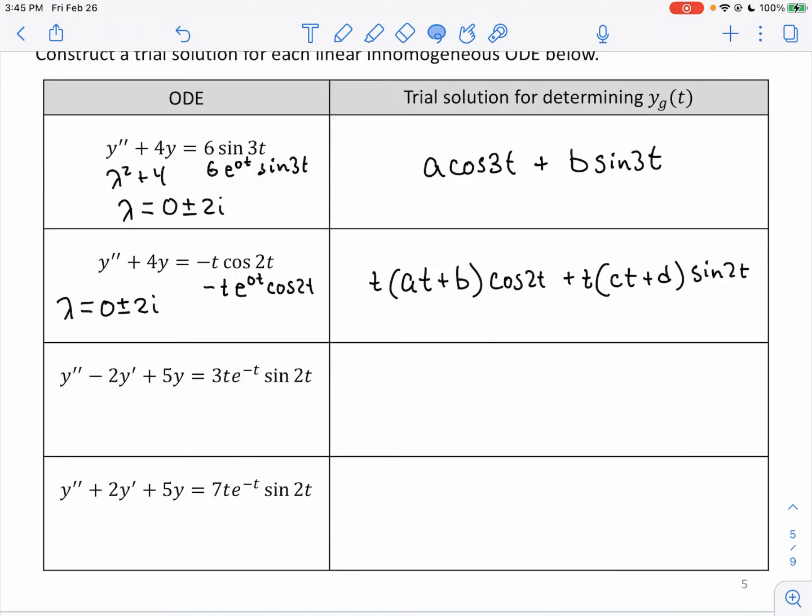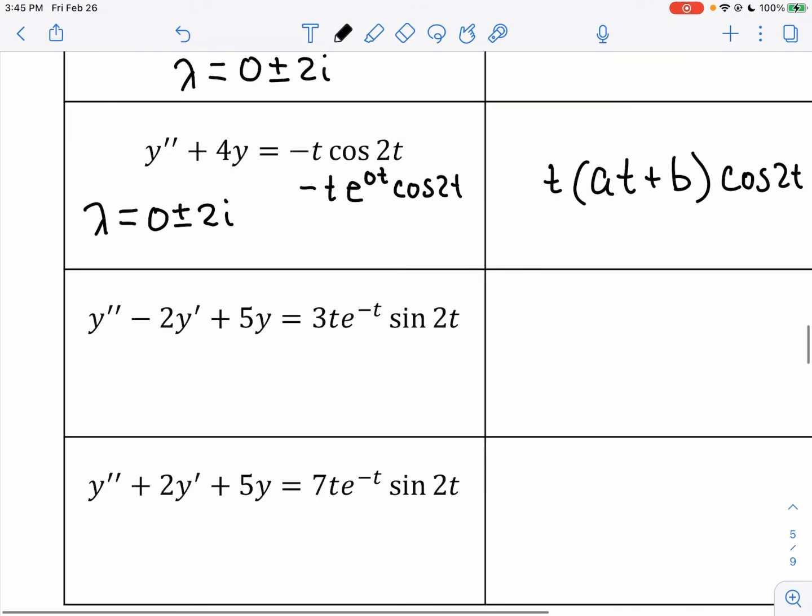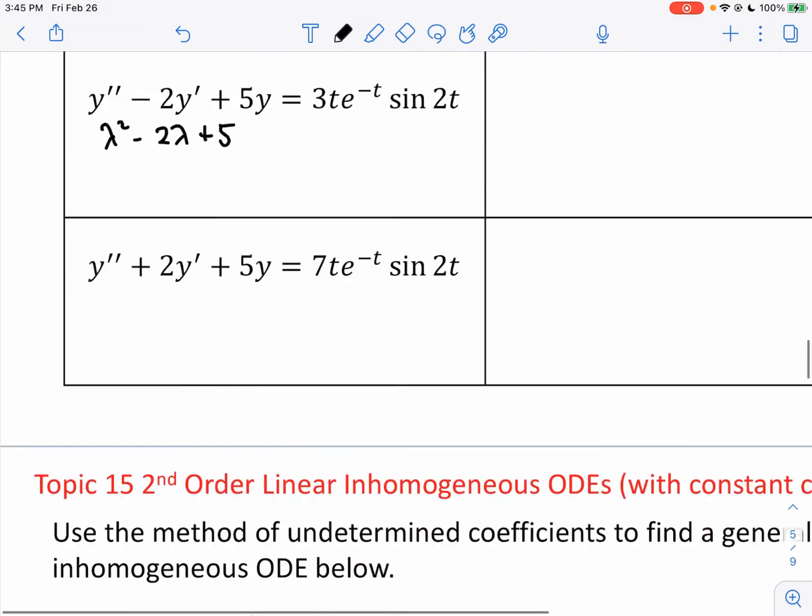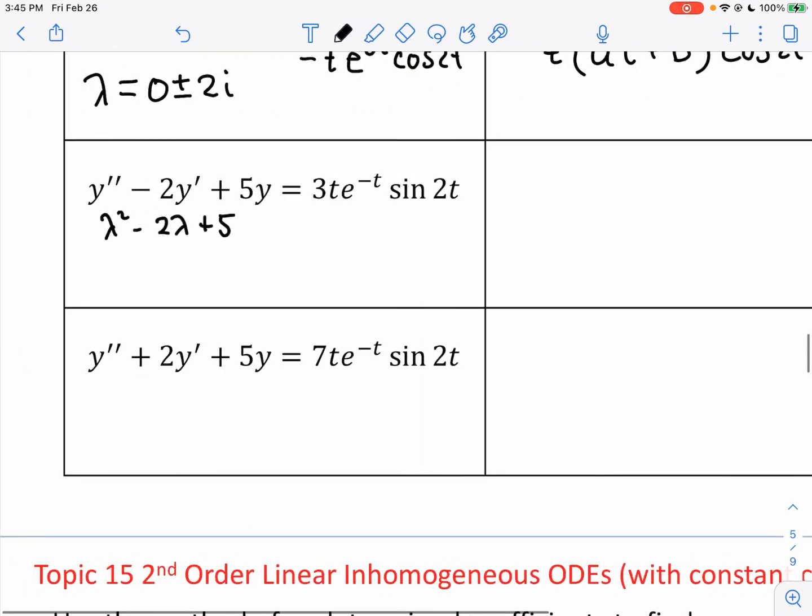Okay, the next one. Here now we have an exponential and a trig present, and we have first degree polynomials in front. Let's see what our solutions to the characteristic equation would be. We have lambda squared minus 2 lambda plus 5. You're going to have to do the quadratic formula on this. Okay, let's maybe do that work. I'm going to just do that work, and then I'm going to erase it.